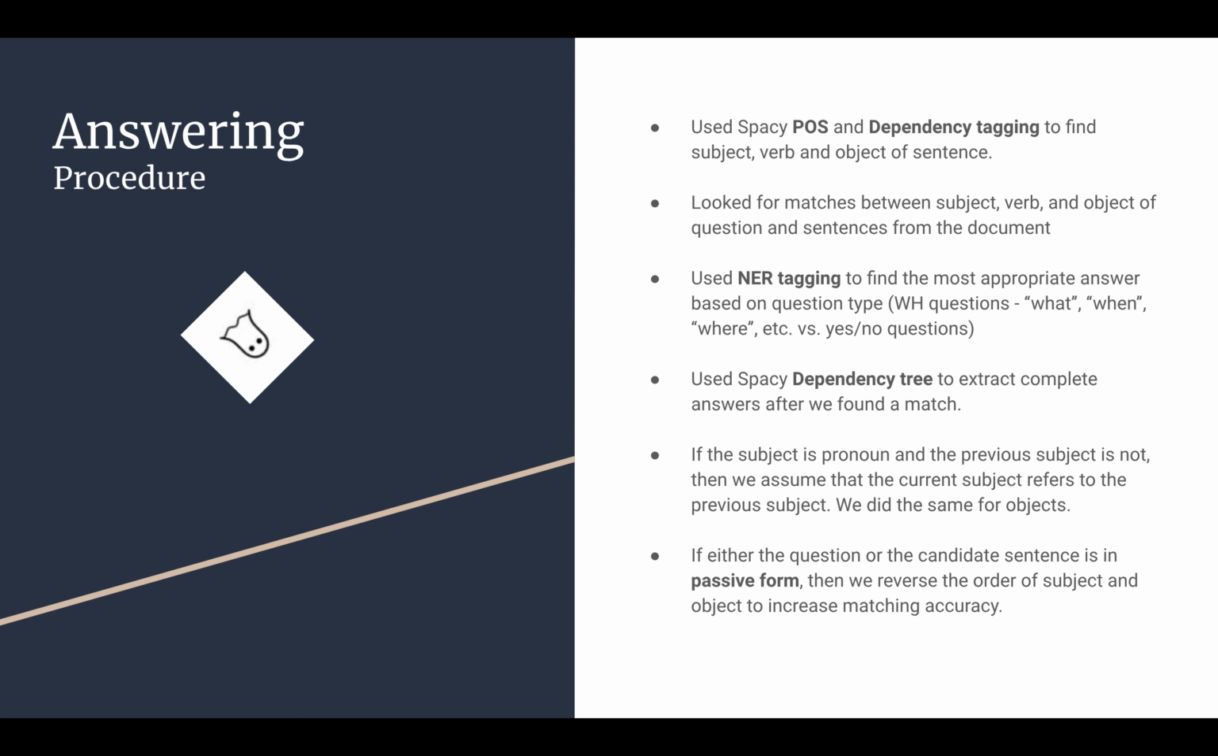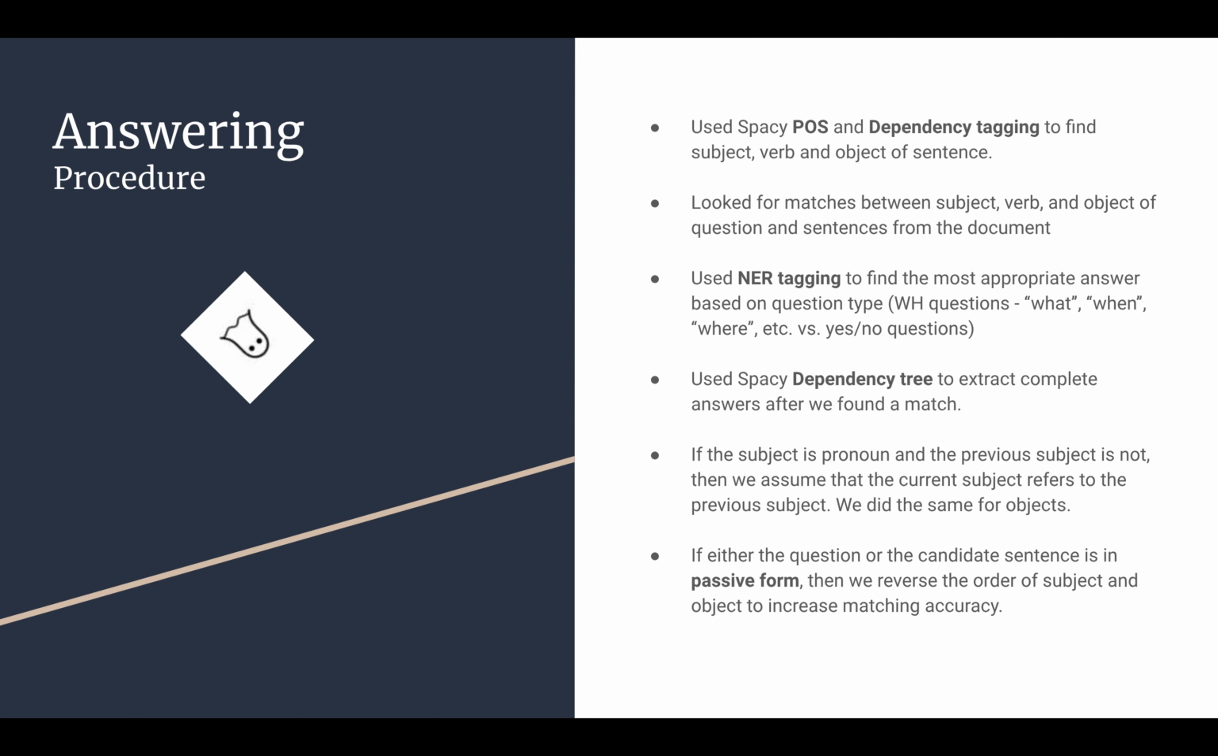The final part of our project is the question answering part. For this part, we first use the spaCy part-of-speech and dependency tagging to find out the subject, verb, and object of both the sentence and the question. Then, after that, we looked for matches between the subject, verb, and object of the question and sentences from the document. After we identified a list of possible candidates, we'll be using the NER tagging to find the most appropriate answer based on the question type.